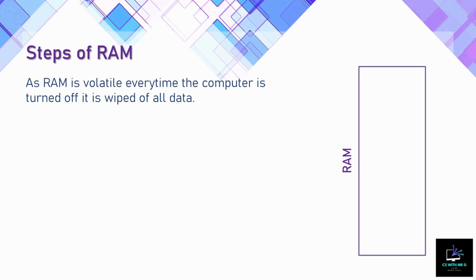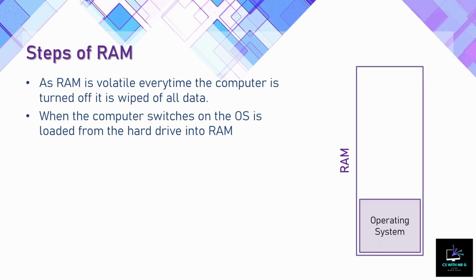Next, I just want to go through the steps involved with RAM, and I want to imagine that you're switching on your computer from being completely off. As we know, RAM is volatile, so we can imagine that RAM is completely empty as soon as we switch the device on. So we switch it on, the ROM is being read, the startup instructions are telling the computer what to do. The OS is transferred from the hard drive into RAM.